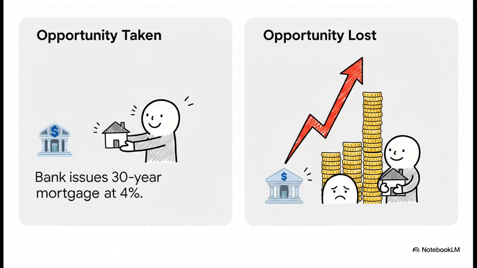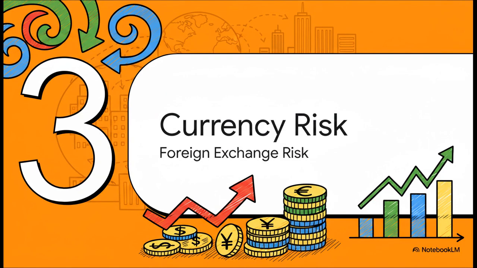Imagine a bank issues a 30-year mortgage locked in at a 4% interest rate. Sounds fine, right? But what happens if the overall market interest rate suddenly jumps to 6%? The result is that the bank essentially loses and the consumer wins. That bank is stuck earning just 4% on that capital for 3 decades when they could be earning 6% in the current market. Now, this isn't a direct cash penalty, but it is a massive opportunity cost that drastically affects the bank's profitability.